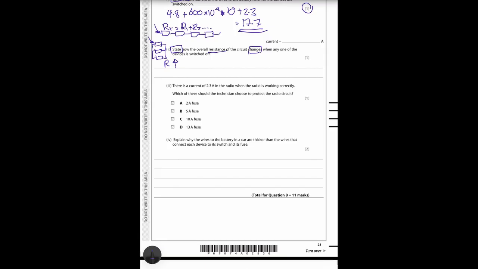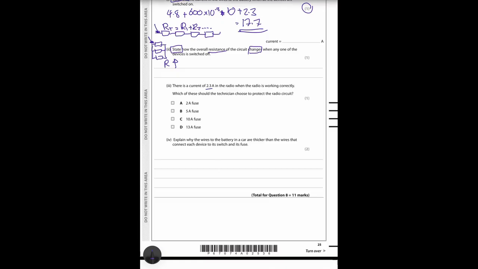Okay, so this next question is about fuses, obviously. So what's the key thing that I need to know about fuses? Well, the rule about fuses is that the fuse that I use has got to be bigger than the current that needs to be carried, but it should only be a little bit bigger. I can't just go really, really big, otherwise there's no point.